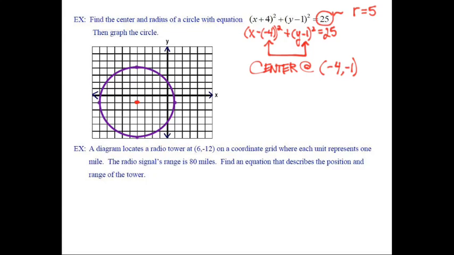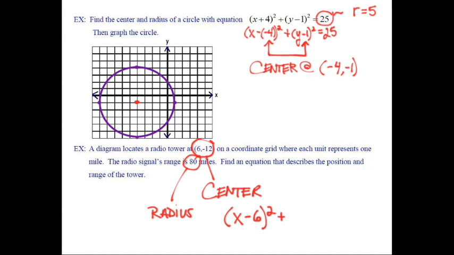We have a word problem that's going to deal with a circle in an equation. We have a center, that's where the radio tower is, and then it goes out with a radius of 80. And so we just plug that in: x minus 6, because I have a positive 6 coordinate for my center. And then when I subtract a negative 12, I get y plus 12 squared equals 80 squared. And that's going to be the equation of my circle as we solve that.